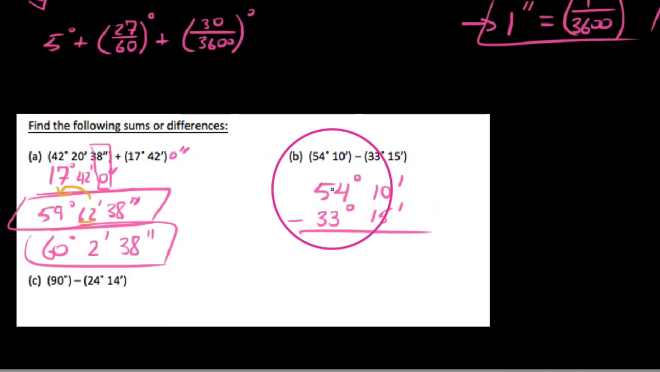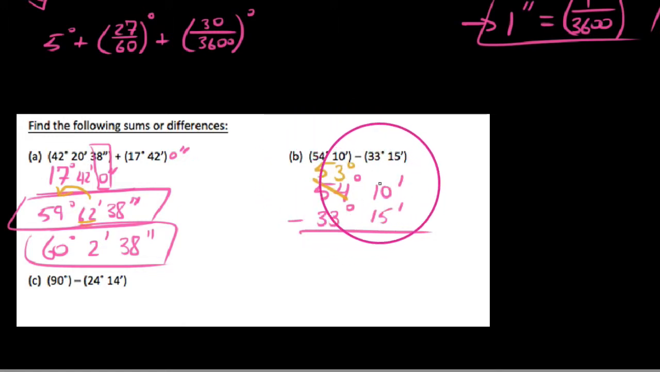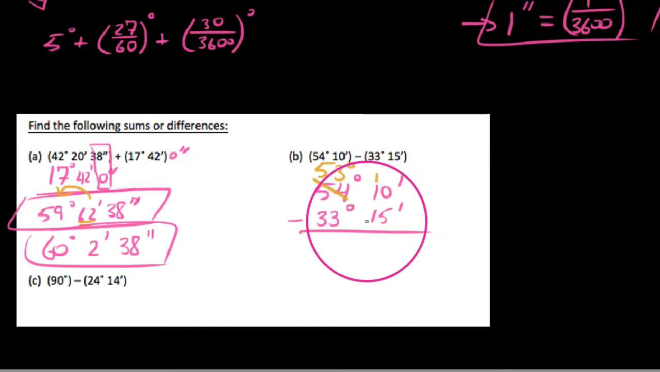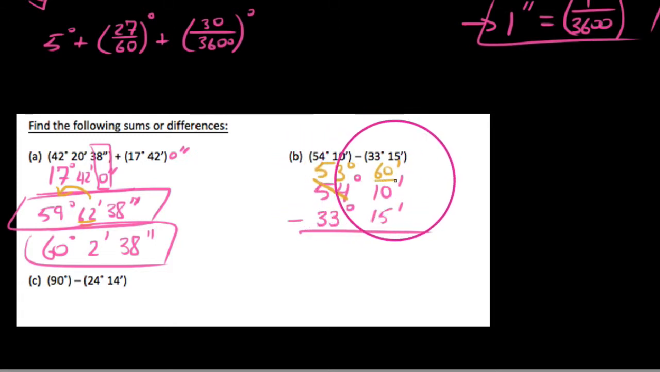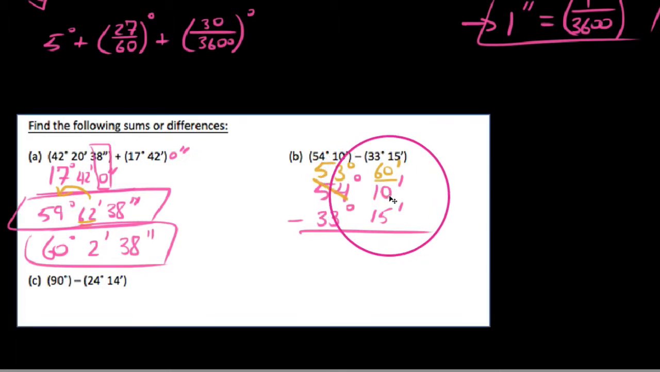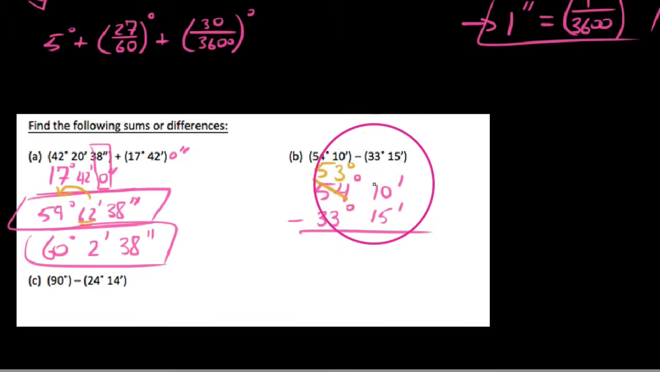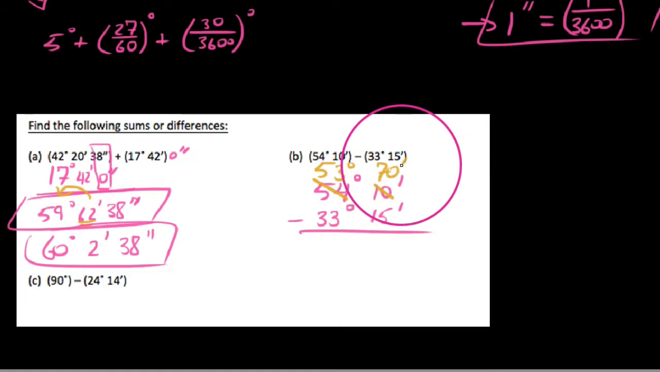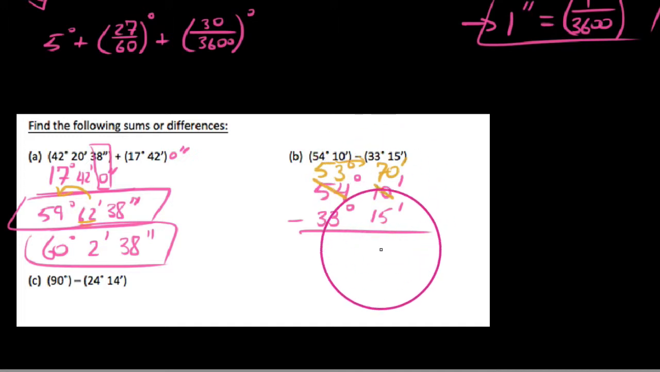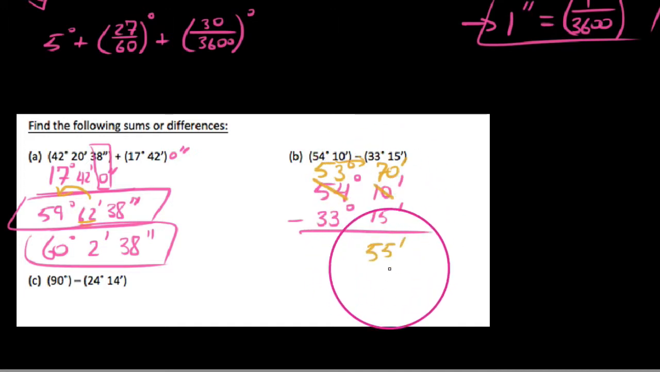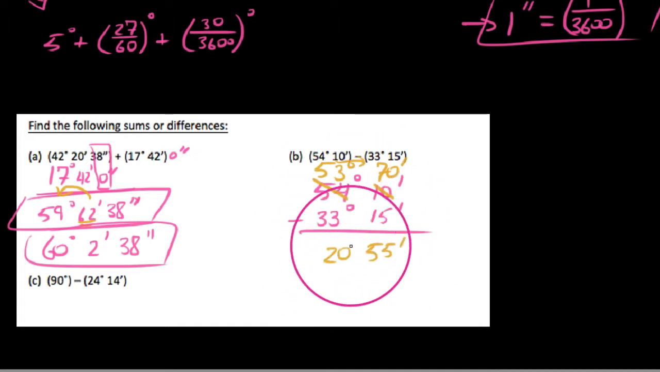So just like you would with a normal subtraction problem, we're going to borrow a full degree and make this 53. But we're not going to add a 1 over here like you normally would with a decimal system. We're adding 60 minutes, because we borrowed a full degree, and that is 60 minutes. So 60 minutes plus the 10 minutes here makes 70 minutes. So 70 minus 15 is going to leave us with 55 minutes. And 53 minus 33 is going to give us 20 degrees.